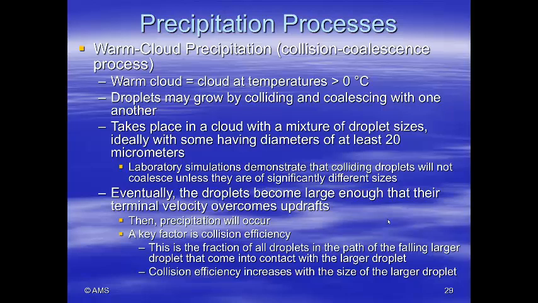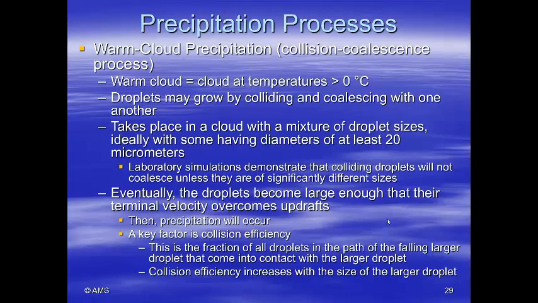With warm cloud precipitation, we have a collision coalescence process. So the clouds are a bunch of water droplets. All of a sudden, a water droplet begins to fall. It collides into another water droplet and they stick together. Now they're bigger. They collide into two more water droplets and they get even bigger.